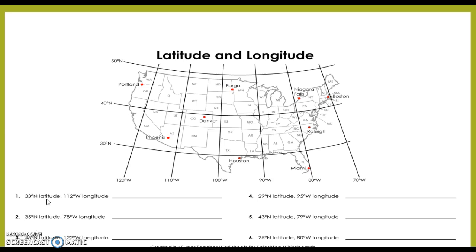Let's go to 33 north latitude. I wonder where that's at. Oh, I remember. Those latitude lines go across the map. So 33 would be about right here. And then where's our longitude lines? I think they go straight up and down. So about 112 longitude would be right here. That's the city of Phoenix.